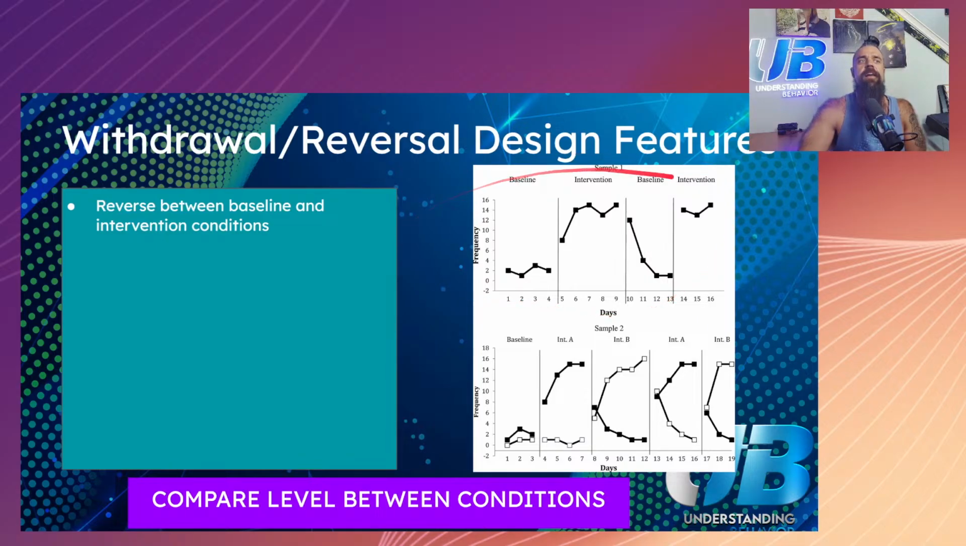What do we think if we have this graph here? Do you think this is a behavior that we're trying to increase or decrease? Just looking at these data paths off of our top graph here, what do you guys think? Are we gonna try to increase or decrease the behavior with this graph that we've got here?